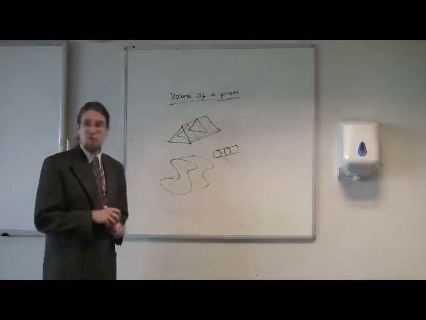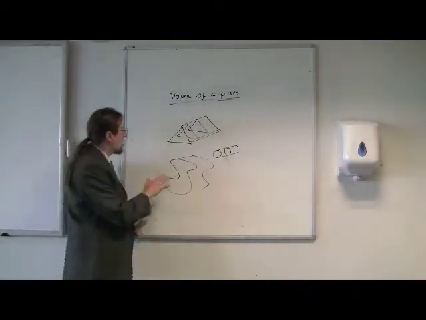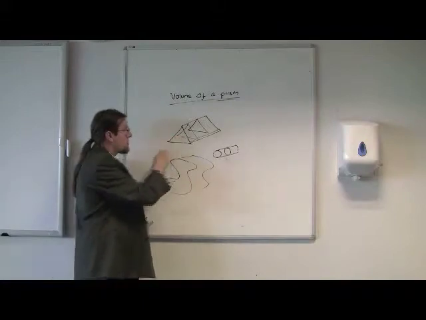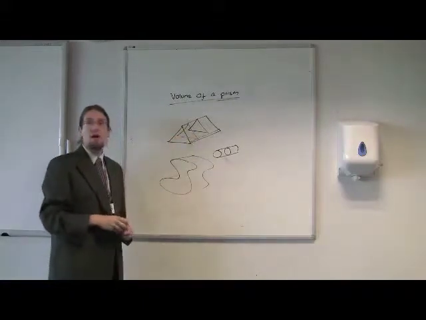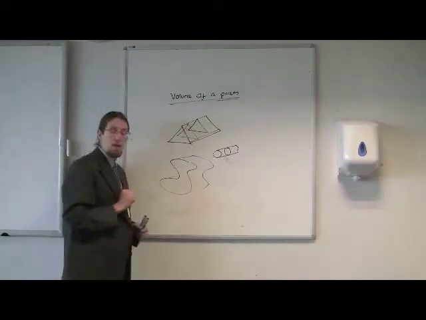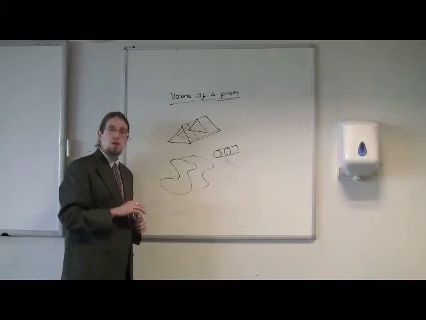Now to find the volume of a prism, it's pretty easy. If you can get the area of the front face, you just times it by how far back it goes. In some cases you might know the area of the front face, in other situations you may have to calculate it. We're going to have a look at a couple of examples.